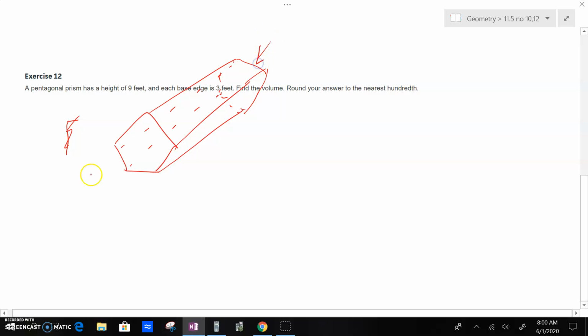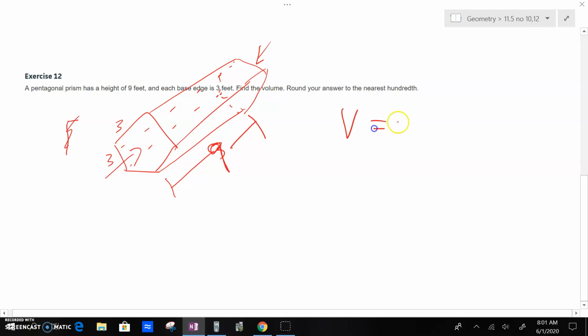There's a pentagon here, and there's a pentagon here. You can stand it up, you can lay it on its side, whatever. That piece isn't super significant. It's got a height of 9. In other words, it goes 9 this way. And then each base edge is 3. So all these edges on the pentagon are 3.